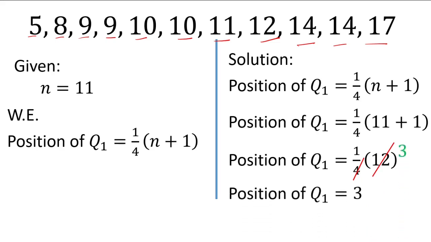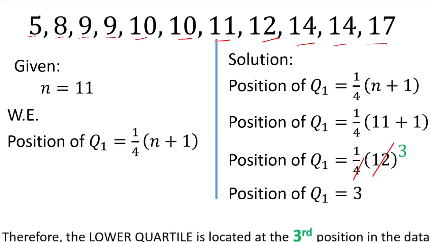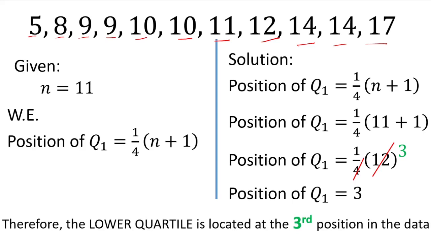So, that means that the position of the first quartile, or the lower quartile, is located at the third element. That is what it means. The lower quartile is located at the third position in the data. Now, let's identify what that data is. Where is now the lower quartile? It is said that the position of the lower quartile is located at the third element in the data.